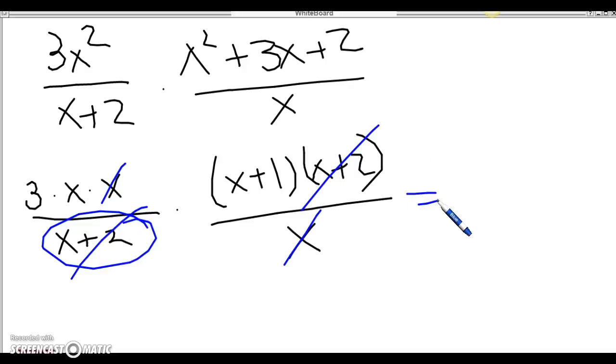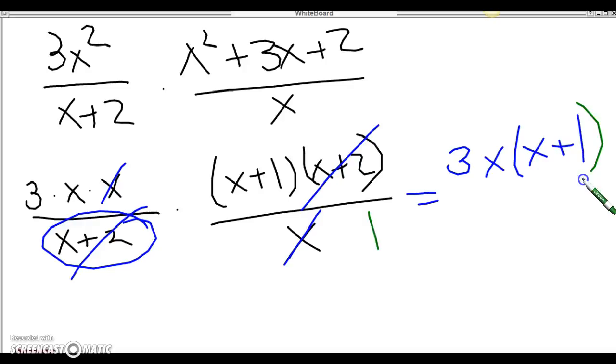Then I multiply straight across. I get 3x times x plus 1. There's nothing left in my denominator except an invisible 1, and I don't have to put it over 1. I can leave it just like that.